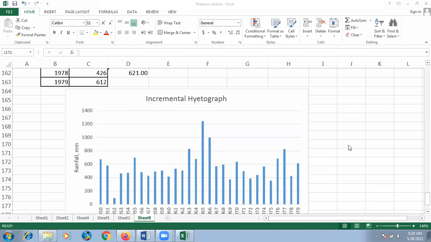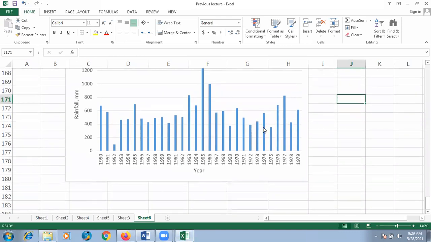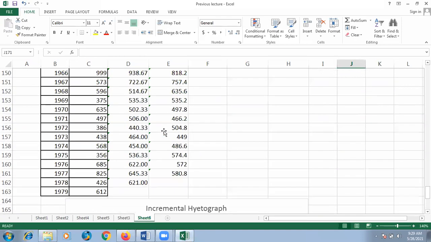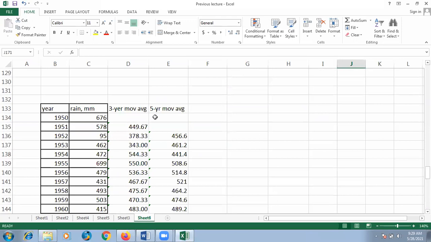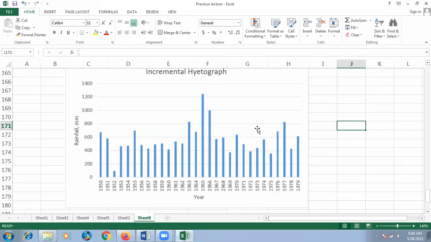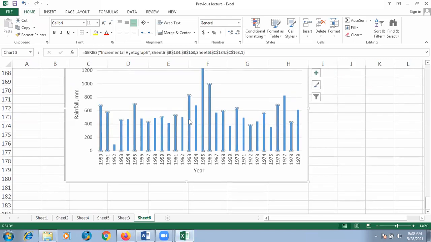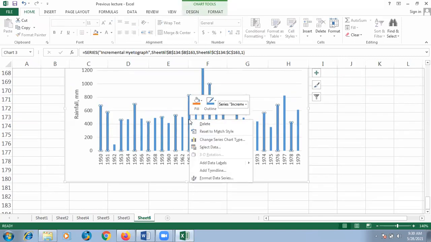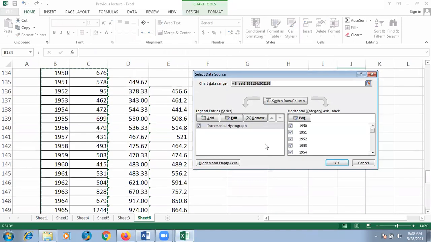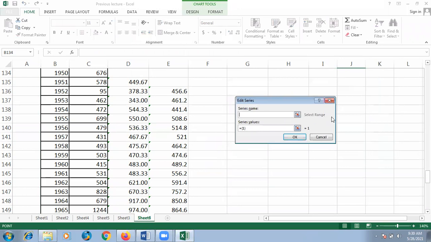So now this completes the incremental hyetograph. On the top of this, we have to represent a 3-year moving average curve and a 5-year moving average curve. How to do that? So what I will do is, I will again take the case of this. I will add a series. The series is 3-year moving average.